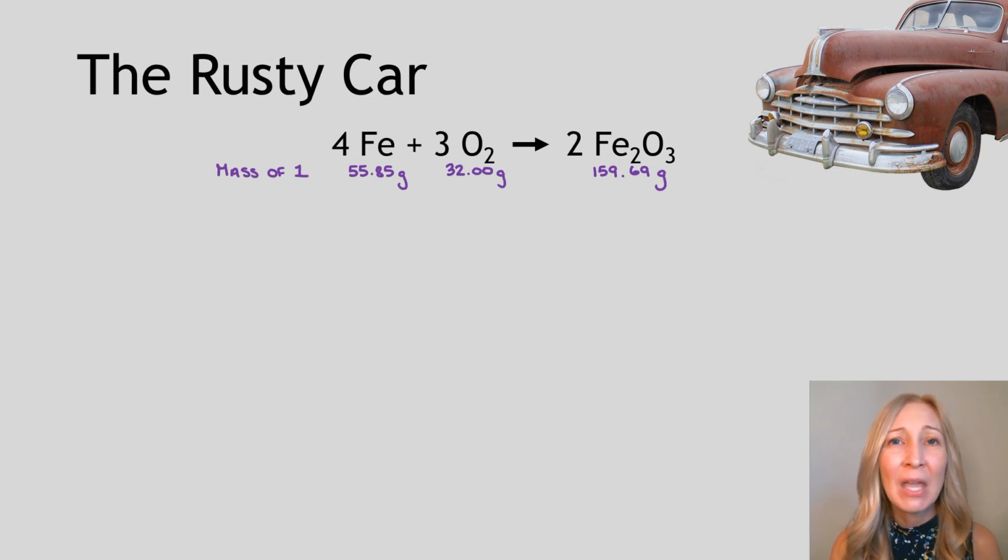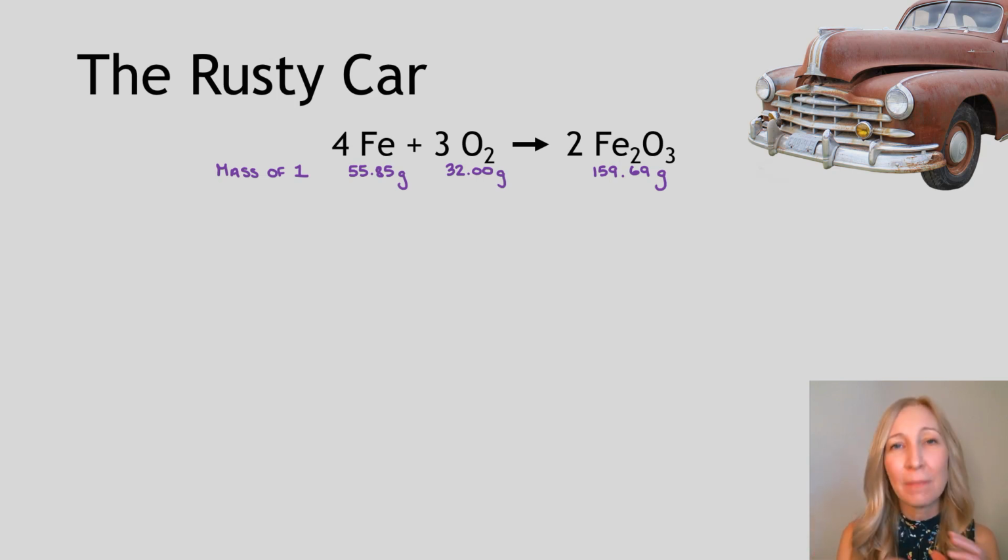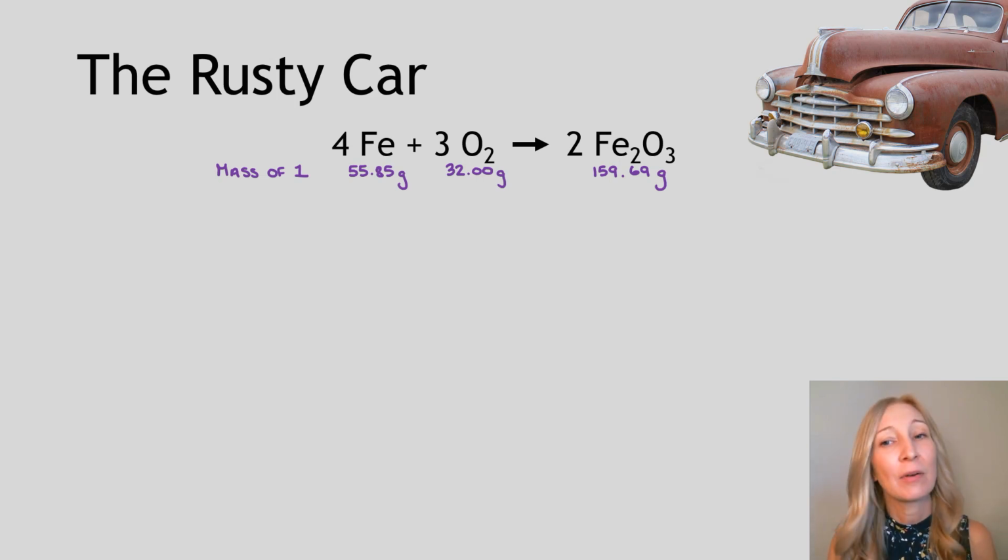159.69 grams. Now your values may vary slightly, depending on how you round or what periodic table you use, but just know that I'm going to be using ptable.com, and if you're off by just a little tiny bit, that's really no big deal. So really, this is the mass of 1 mole. These grams are measuring the mass of 1 mole of whatever element or compound we are talking about. But if we just say the mass of 1, our calculations will still work.